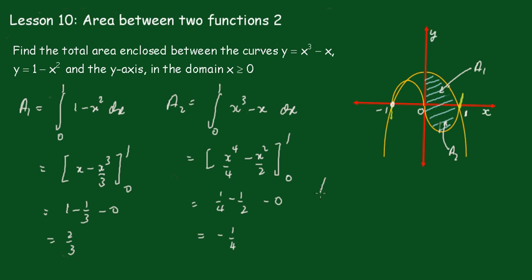So the total area, which is A1 plus the absolute value of A2, will be 2/3 plus 1/4, and that gives me 11/12 units squared. So a little bit different technique.